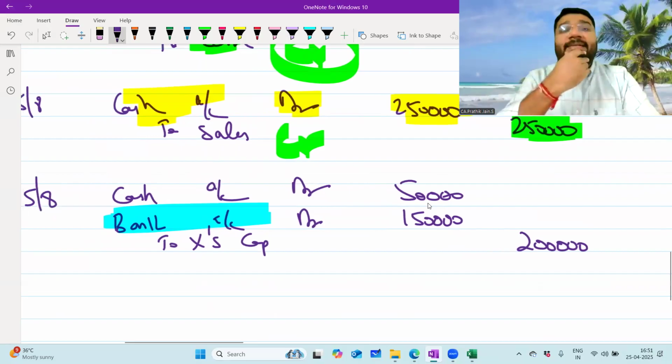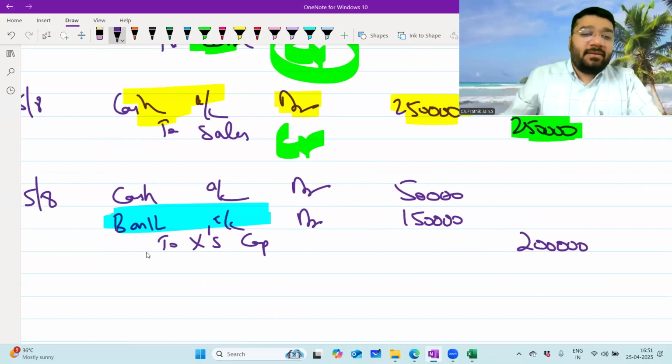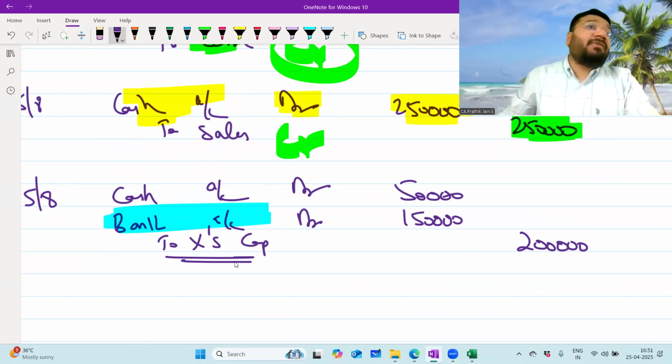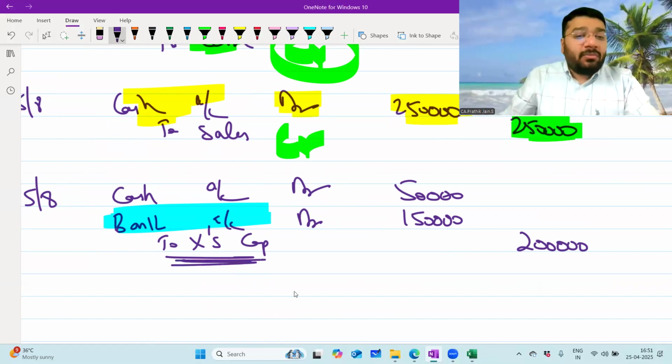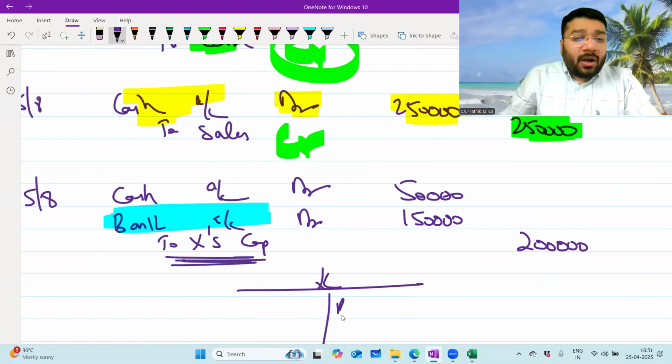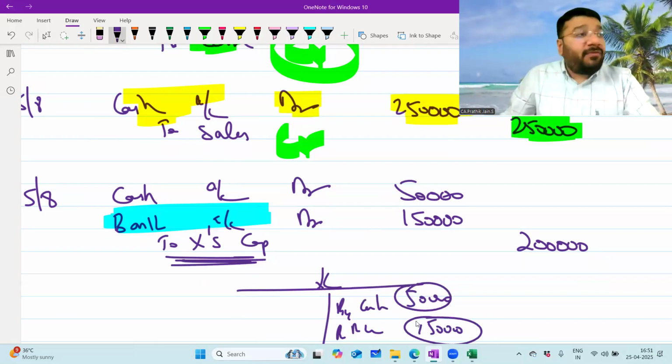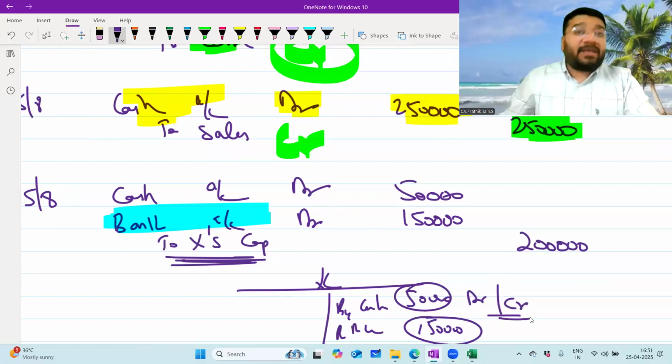Now think and tell me. In the excess capital account, I will record by cash and by bank. Do you agree with me? How much will I record? 50,000 and 1,50,000. Correct? In excess capital account, you record by cash, by bank, 50,000 and 1,50,000. Think and tell me, this 50,000 and this 1,50,000, totally 2 lakh, is it the debit part of the journal entry or is it the credit part of the journal entry?